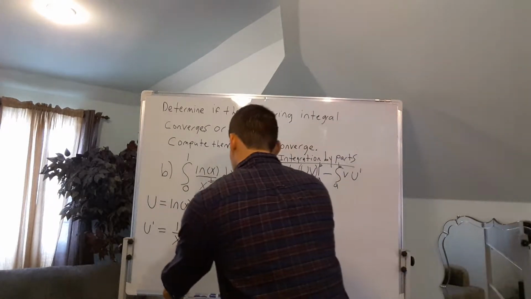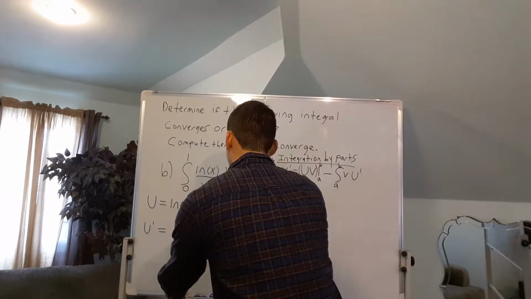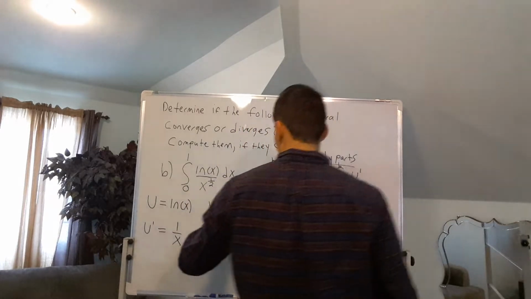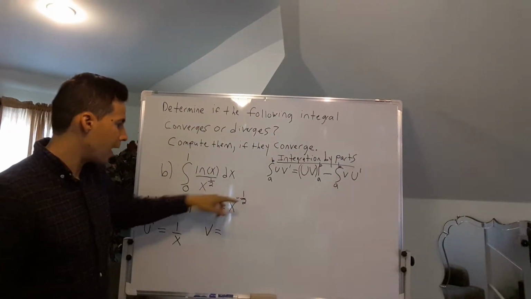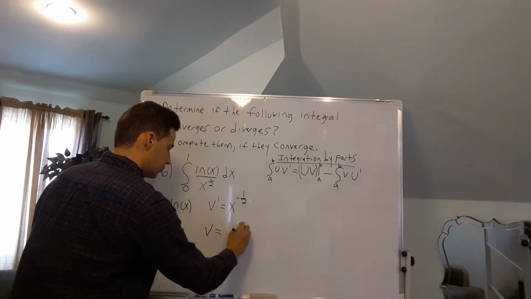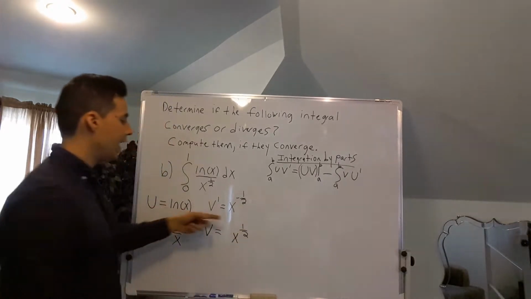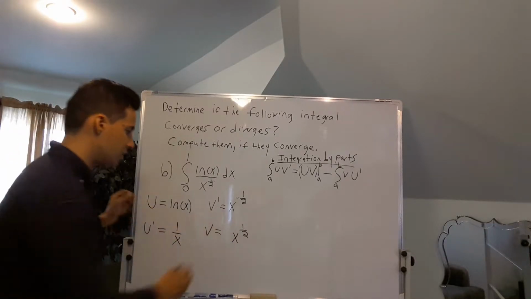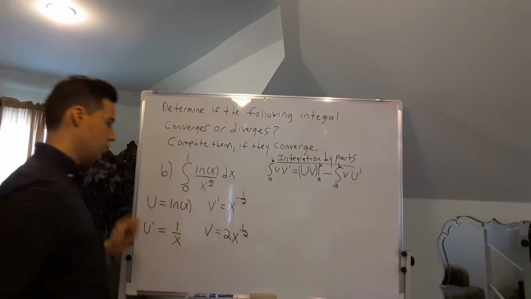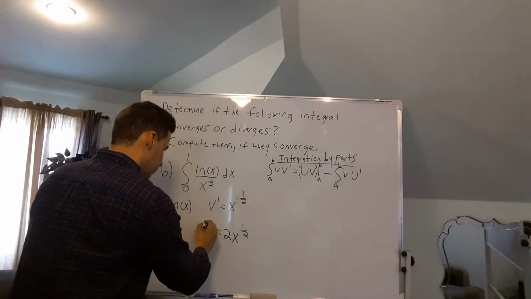And then when we take the antiderivative of that, which is v, we're going to add 1 to this exponent. That would make it the positive 1/2. And then we need to divide by this new exponent. When you divide by 1/2, that's the same as multiplying by 2. So this is what we get.